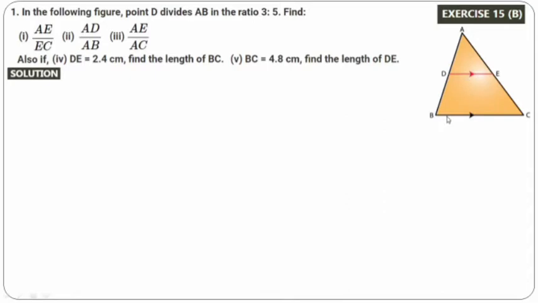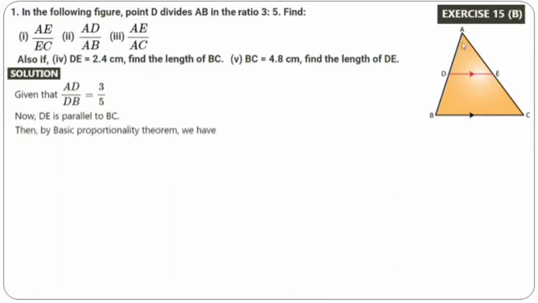So given is this one, as I said, AD is to DB is 3:5. Since DE is parallel to BC, using BPT what we can say is AD by DB is equal to AE by EC, isn't it? Now what is AD by DB? AD by DB is 3/5. You have to find AE by EC, so AE by EC will be equal to 3/5, because the value of AD by DB is 3/5. So we got our first answer.